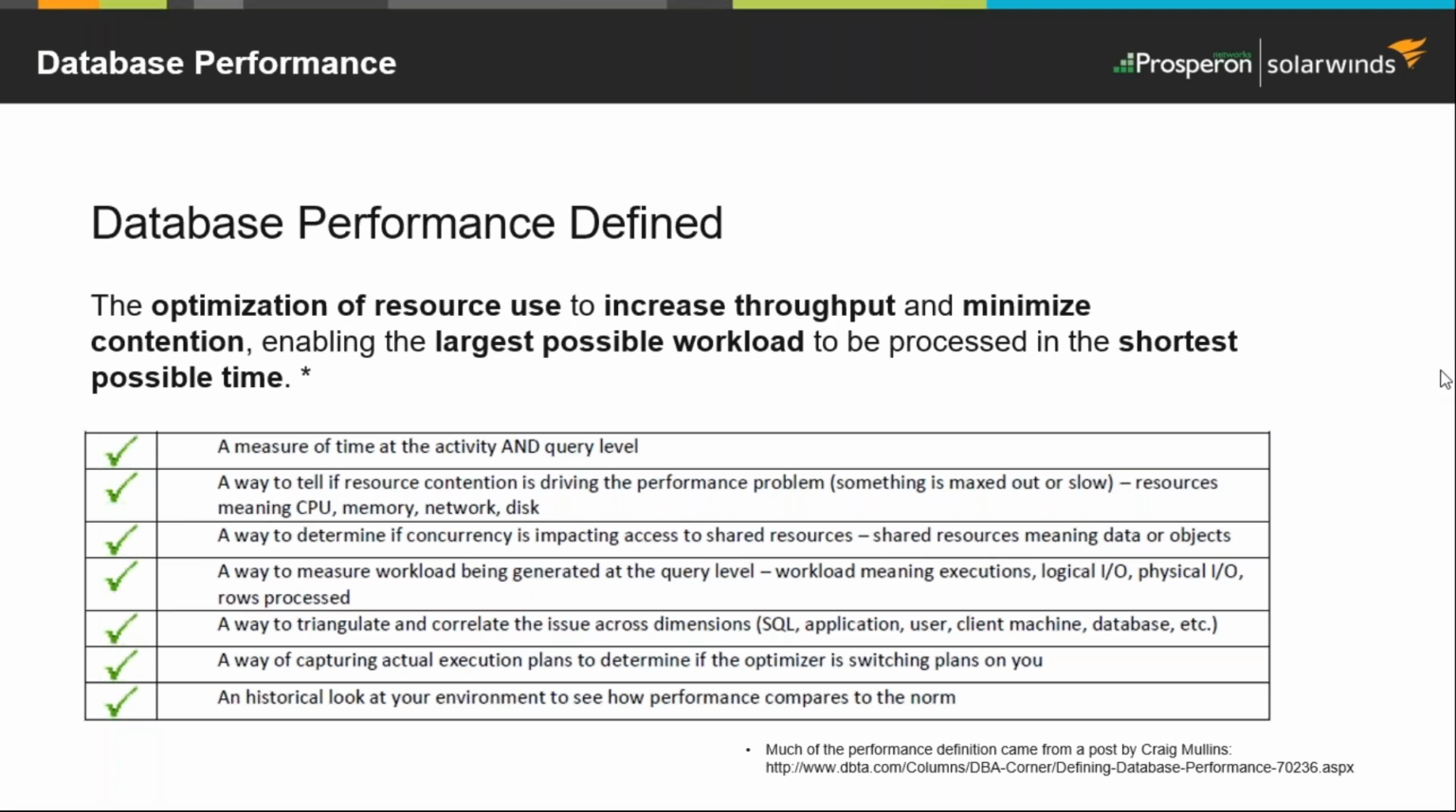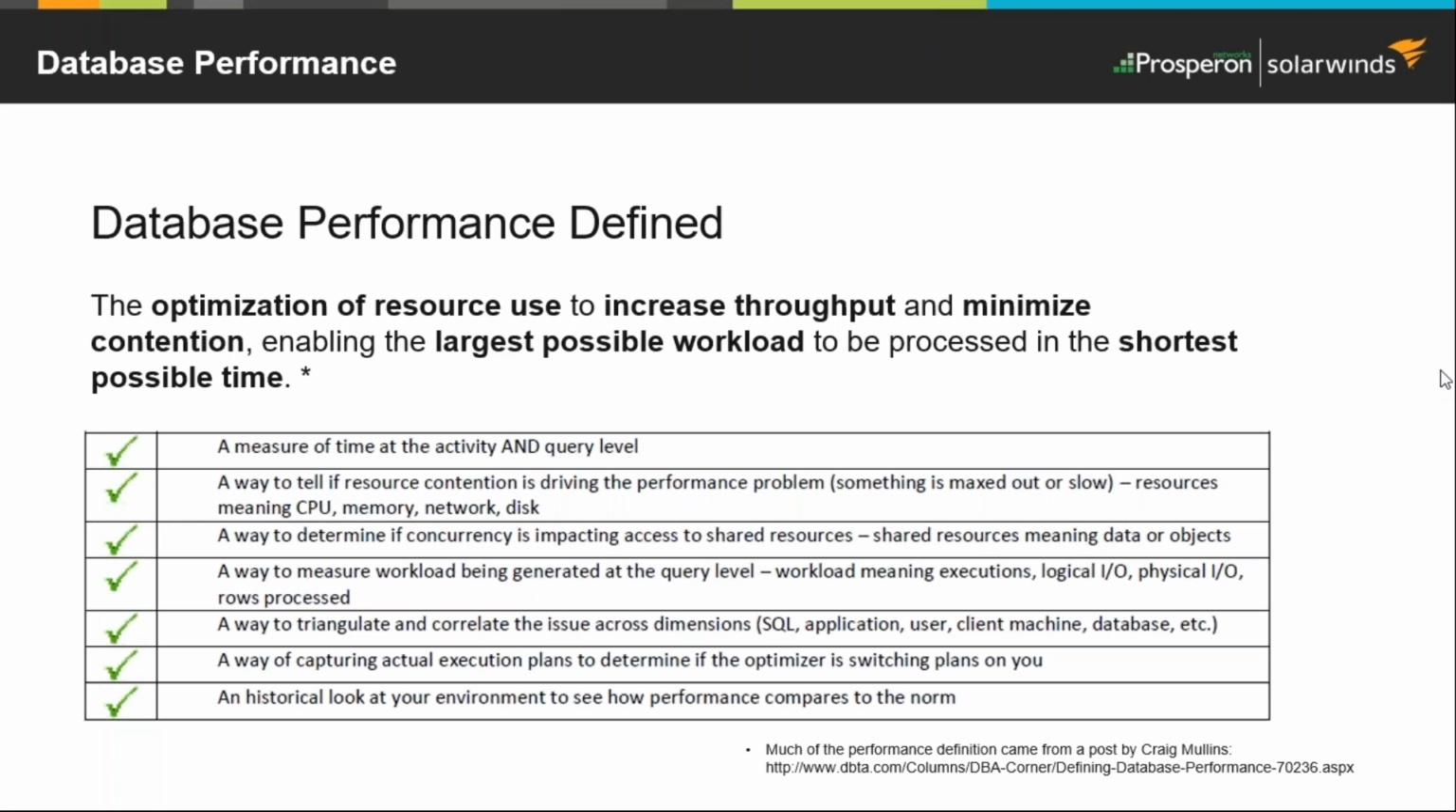We talked about that a little bit. Am I maxing out CPU? Is my active memory... am I flushing data out of cache too quickly? That kind of thing. A way to determine if concurrency is impacting. By the way, concurrency is one of those things, like locking and blocking, that will never manifest itself in any kind of resource pressure. So we have to have a different way of looking at that.